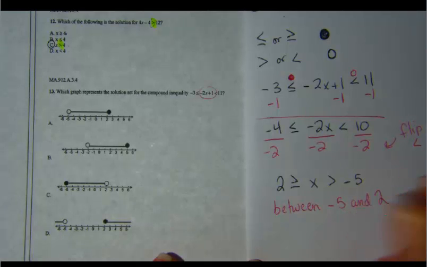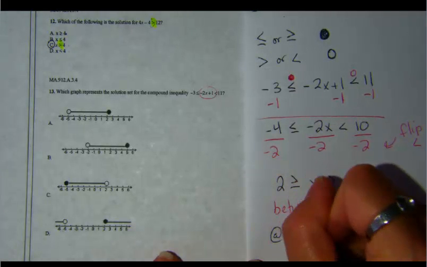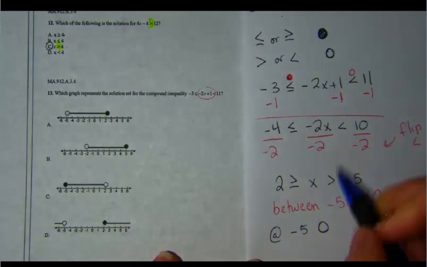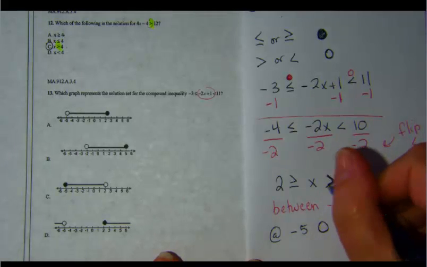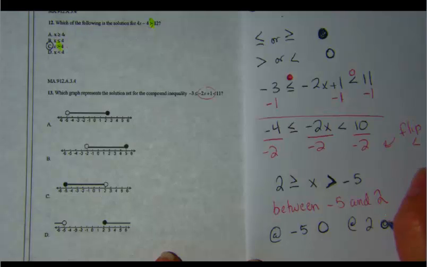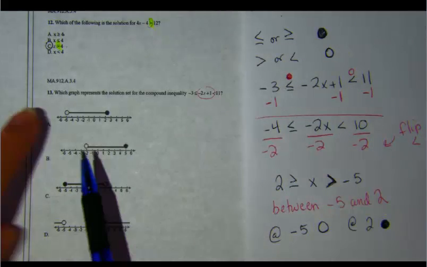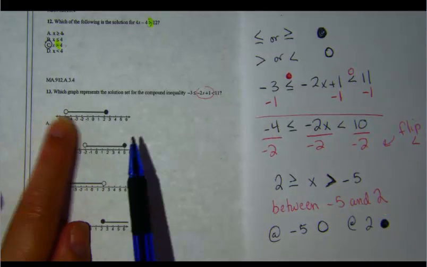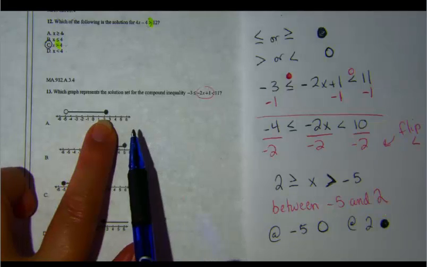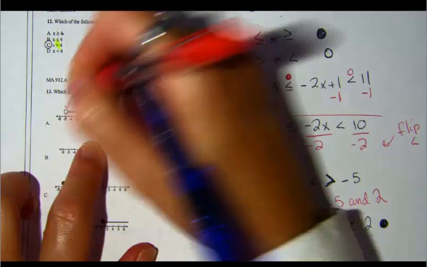Okay. At negative 5, I have an open circle because this tells me open circle. And at 2, I'm going to have a closed in circle. So I need to identify -5 open circle, 2 closed in circle. So this one, the circles are cool.